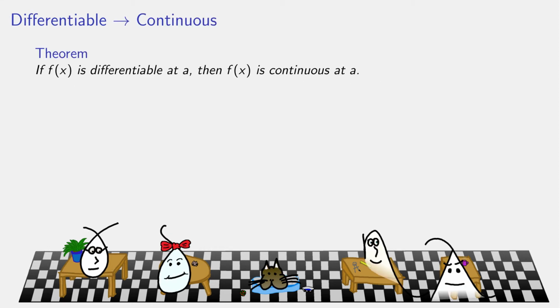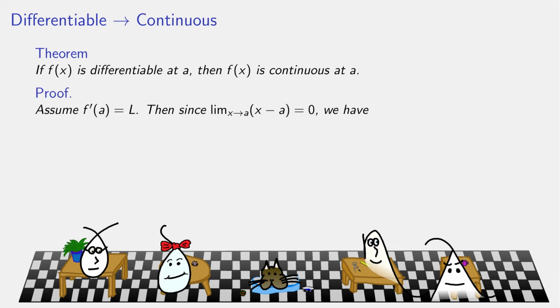Now let's talk about the relationship between a function being differentiable and it being continuous. If a function has a derivative at a point, then it is continuous at that point. Assume the derivative exists, call it L. Here's a limit we can compute quite obviously. The limit as x approaches a of x minus a is definitely 0. So f prime of a is L, there it is.